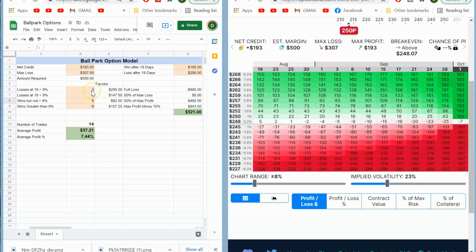And I put that information over into a little spreadsheet. These were the losses greater than 8%, and I counted 1. There were no losses less than that. There were only 3 losses total. The wins that did not reach 8% were 5, and then there were 6 wins that were greater than 8%.